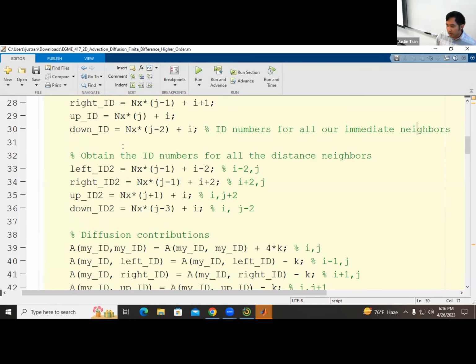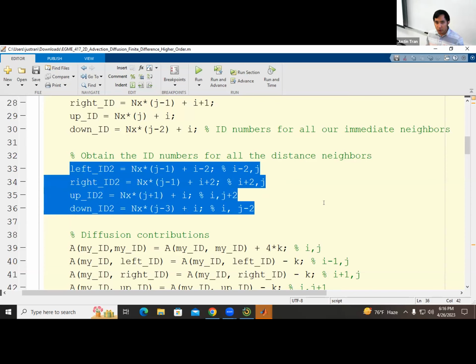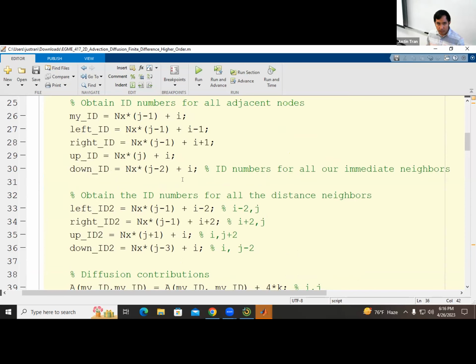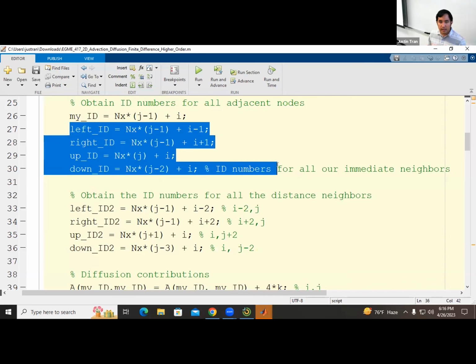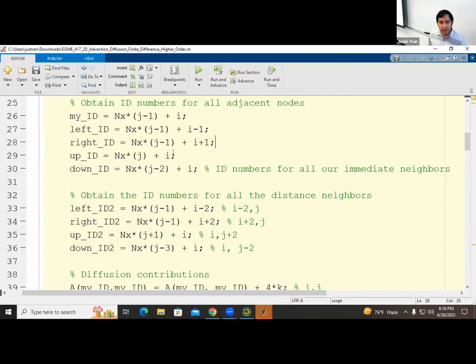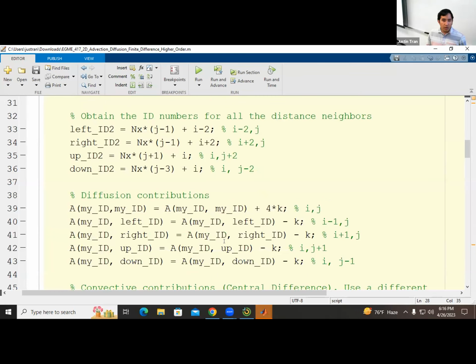What's new here is that, because we're using a higher order scheme, we also need the neighbors that are further away. So we need the i minus 2 neighbor, the i plus 2 neighbor, the j plus 2 neighbor, and the j minus 2. That's what these 4 lines of code are. You can see that they are very similar to the immediate neighbors, except I adjusted them because they're i plus 2, i minus 2. So they're a little bit further away.